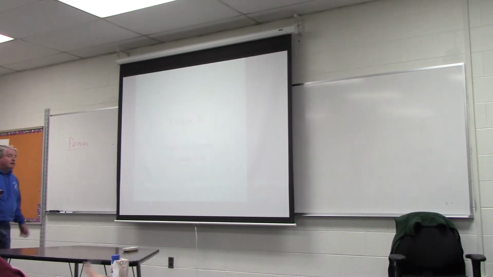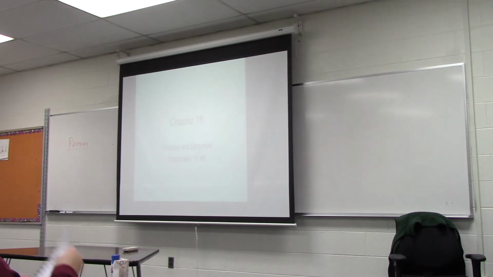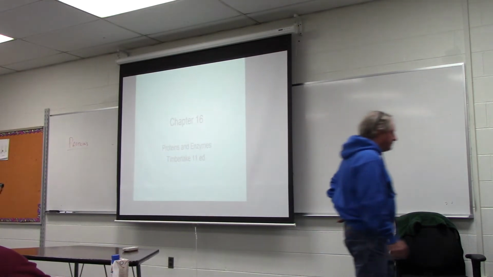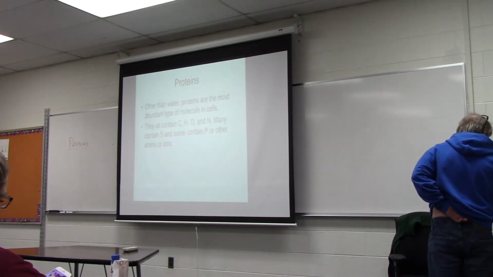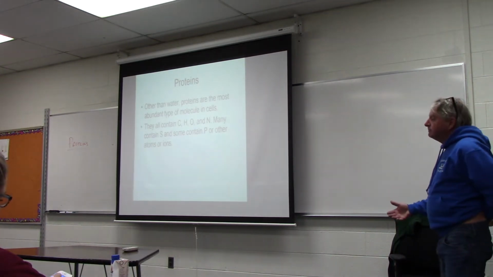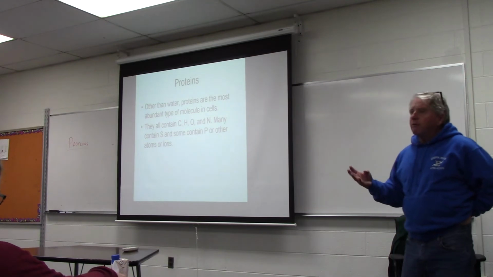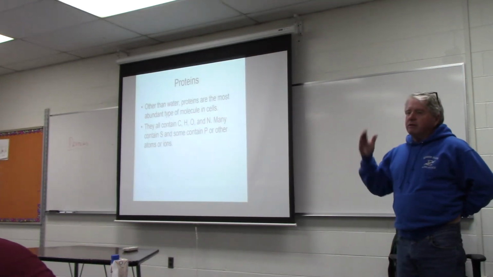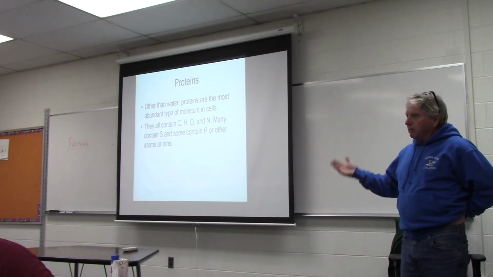Okay, so chapter 16 is proteins and enzymes, and I'll show you what you need to know. All right. So proteins are made out of four elements: carbon, hydrogen, nitrogen, CHON, C-H-O-N, and sulfur.